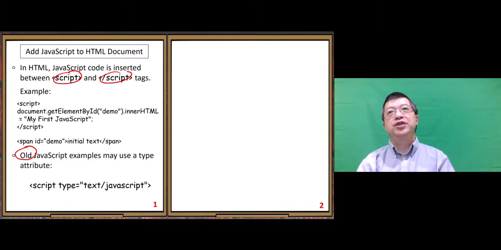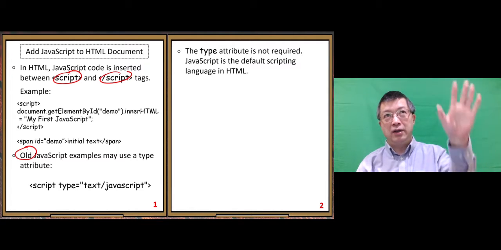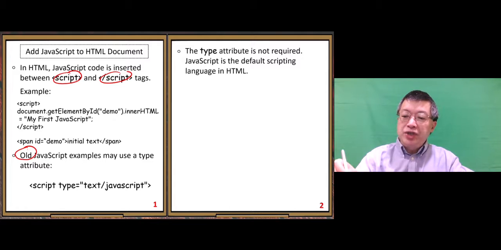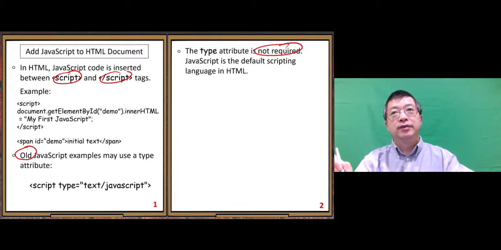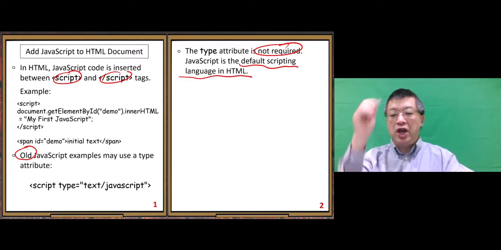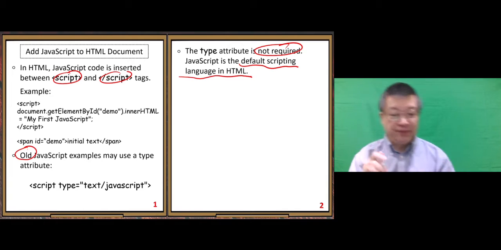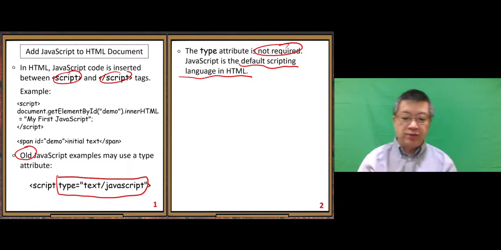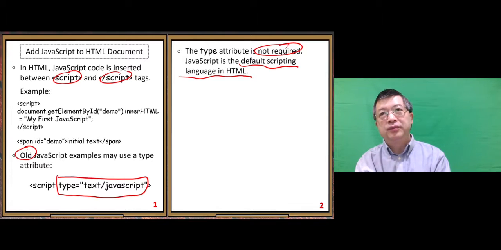Why? The reason is very simple, so I'll explain it. The type attribute is not required, so you can skip it. JavaScript is the default scripting language in HTML. Now let me explain why old JavaScript used this, but now we do not.